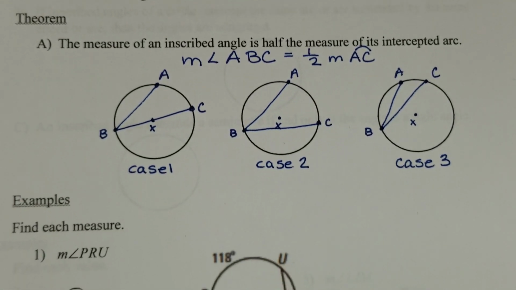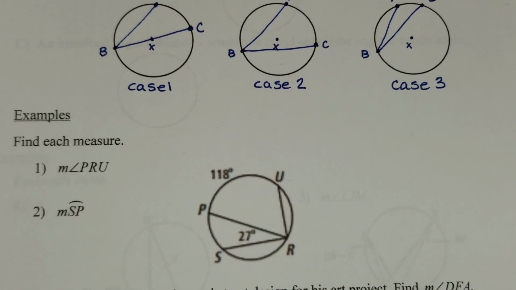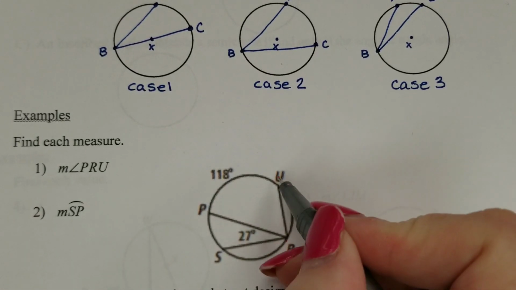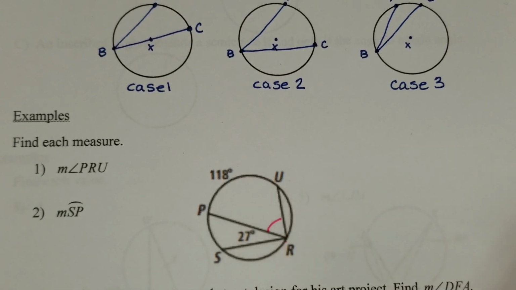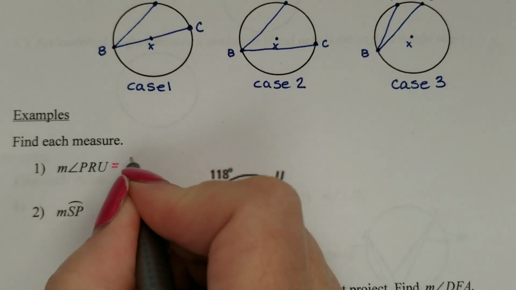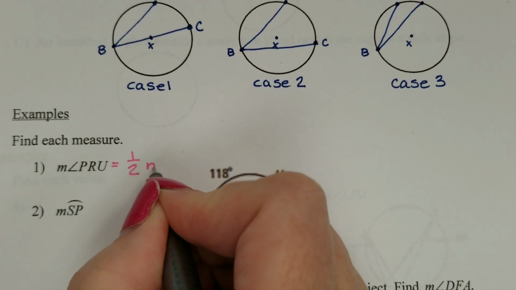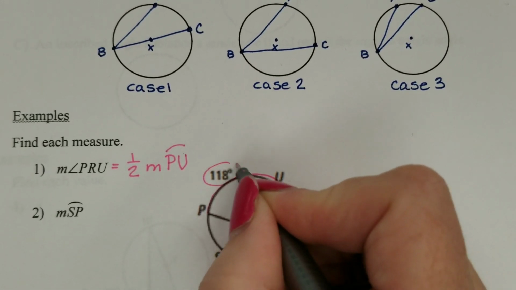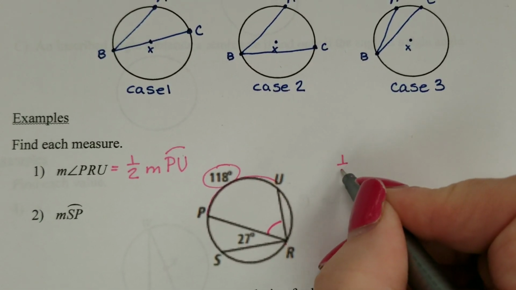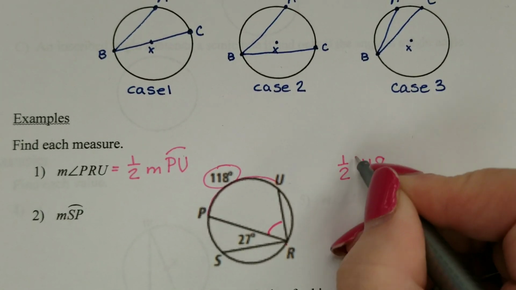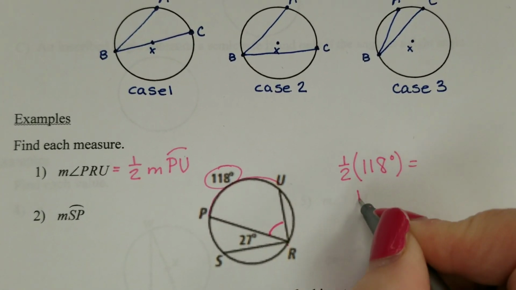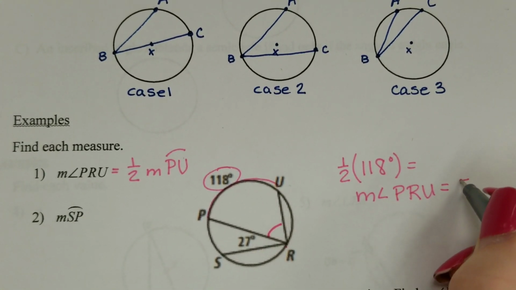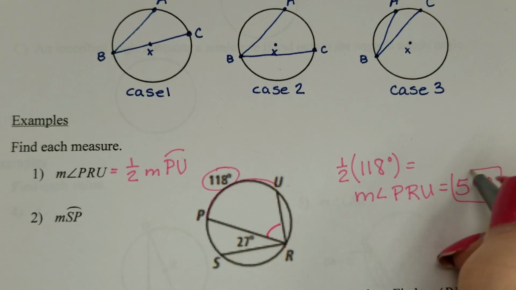So we have this circle, and we're trying to find the measure of angle PRU. So we want this measure. Now that's going to equal 1/2 of the measure of the arc PU. Well, PU is 118. So we're going to take 1/2 of 118, and we'll find that the measure of angle PRU is equal to 59 degrees.